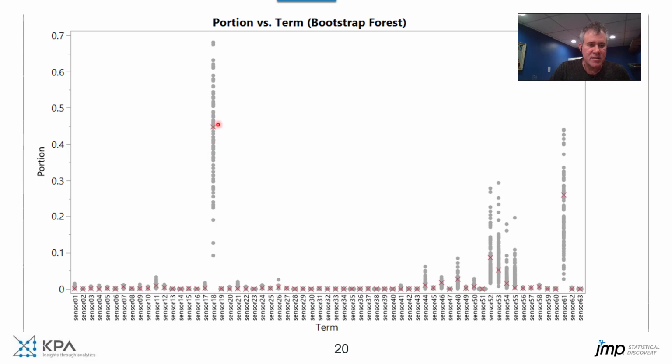Sensor 18 seems to be consistently a big contributor, as does sensor 61. We also see with these red crosses, those are the column contributions from the original analysis that Ron did. The overall story that this tells is that the tendency is that whenever the original column contribution was small, those resimulated column contributions also tended to be small. And when the column contributions were large in the original analysis, they tended to stay large. So we're getting a relatively consistent story from the bootstrap forest in terms of what columns are important.